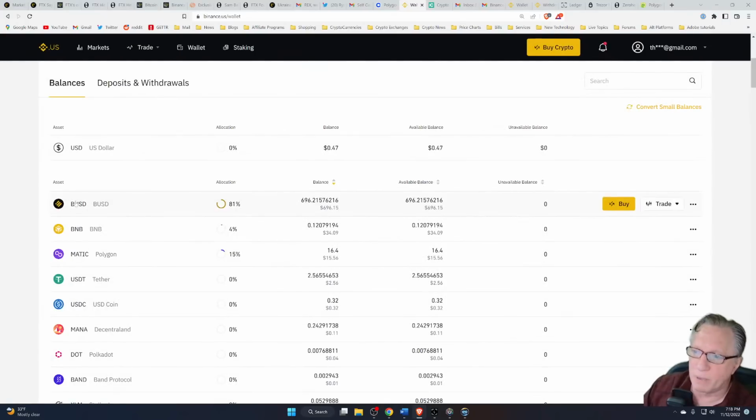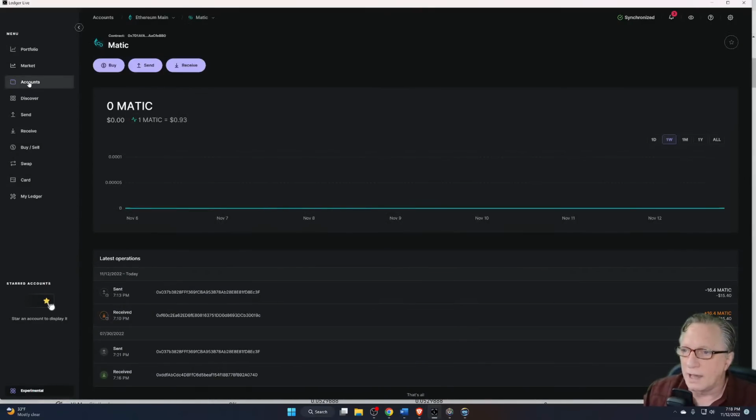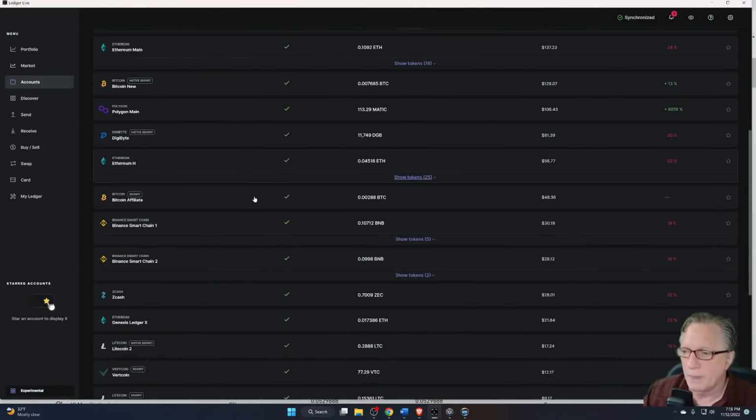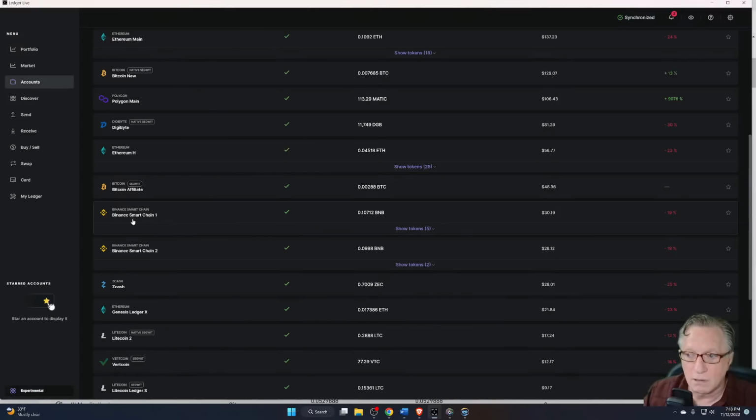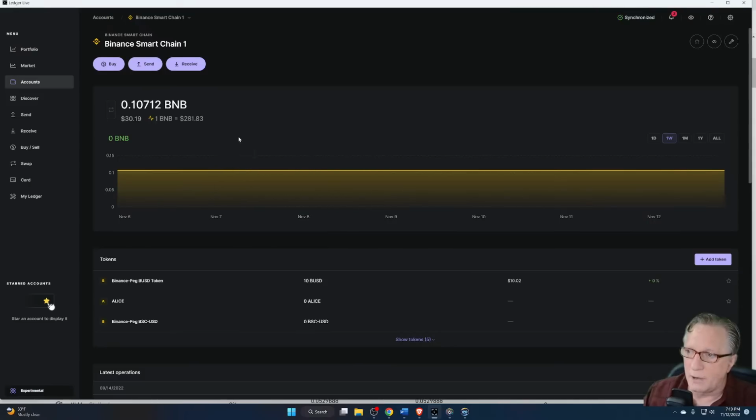Let's take a look at this Binance US dollar. Why don't we get that out of there too, right? Who knows what can happen over the weekend? This Binance US dollar is a stablecoin, but maybe I don't want to leave it on my Binance account. So why don't I withdraw that to my own wallet? Well, Ledger Live also supports Binance Smart Chain, right? So let's take a look at my Binance Smart Chain account.